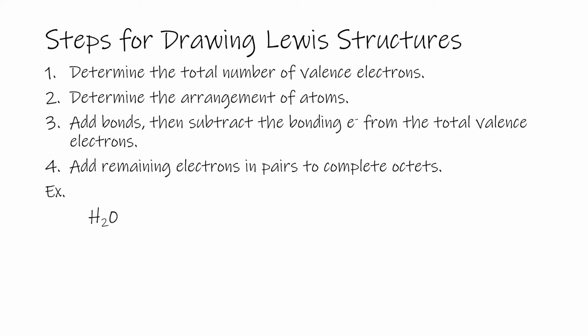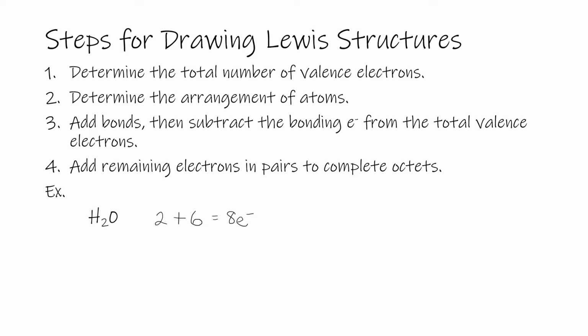We'll start with water. Water has a formula of H2O, so 2 hydrogen atoms bonding to 1 oxygen atom. Hydrogen is in group 1A, so for step 1, determining the total number of valence electrons, each hydrogen atom has 1 valence electron, so we have 2 valence electrons from the hydrogens, since we have 2 hydrogen atoms. We have 1 oxygen atom, it's in group 6A, and so it has 6 valence electrons. So 2 plus 6 gives us a total of 8 electrons for this molecule. And that's step 1.